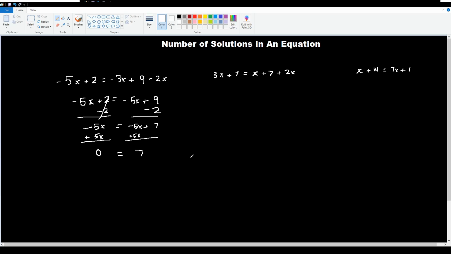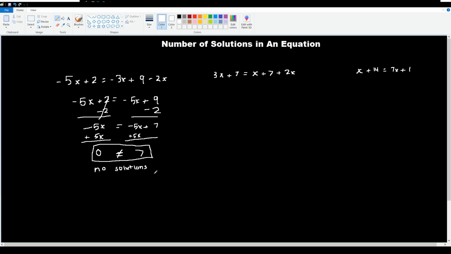From the get-go, no matter what value of x you use, this is just a straight-up untrue statement, because 0 will obviously never equal 7. Because all the x's are gone once you try to solve for x, and you're left with this untrue statement, this particular case is when you have no solutions. So when you have an untrue statement like 0 is not equal to 7, that's how you know you have no solutions.